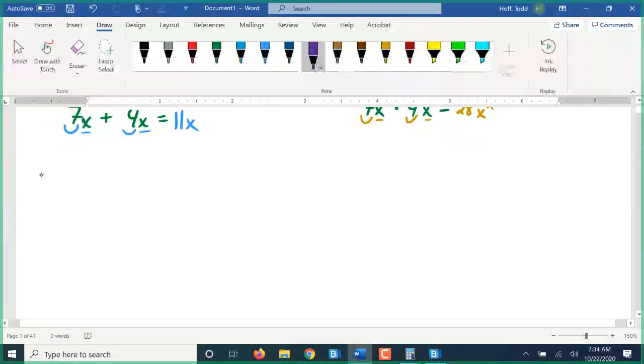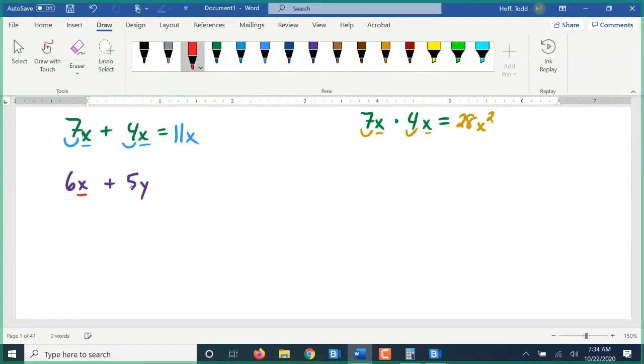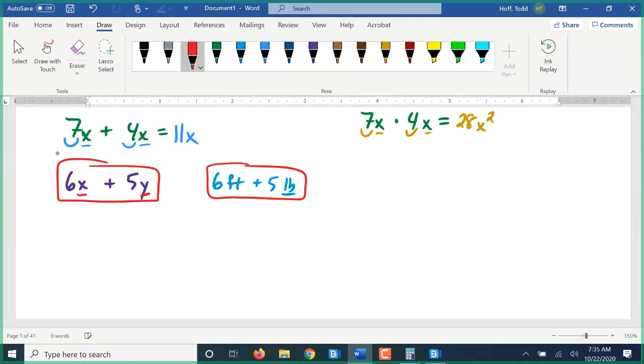So let's look more at addition and subtraction here. We said 7x plus 4x is 11x. What if we had 6x plus 5y? What do we get? Well, those have different names, x's and y's. Just like adding 6 feet plus 5 pounds. Those are different units. We could not combine those. That would stay 6 feet and 5 pounds. Likewise, this stays 6x plus 5y. We cannot combine those with addition or subtraction.